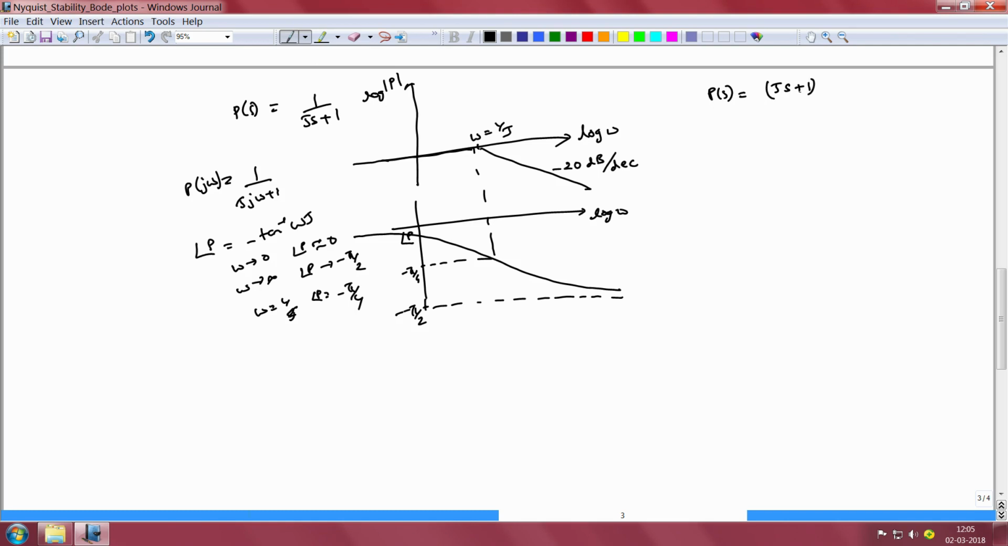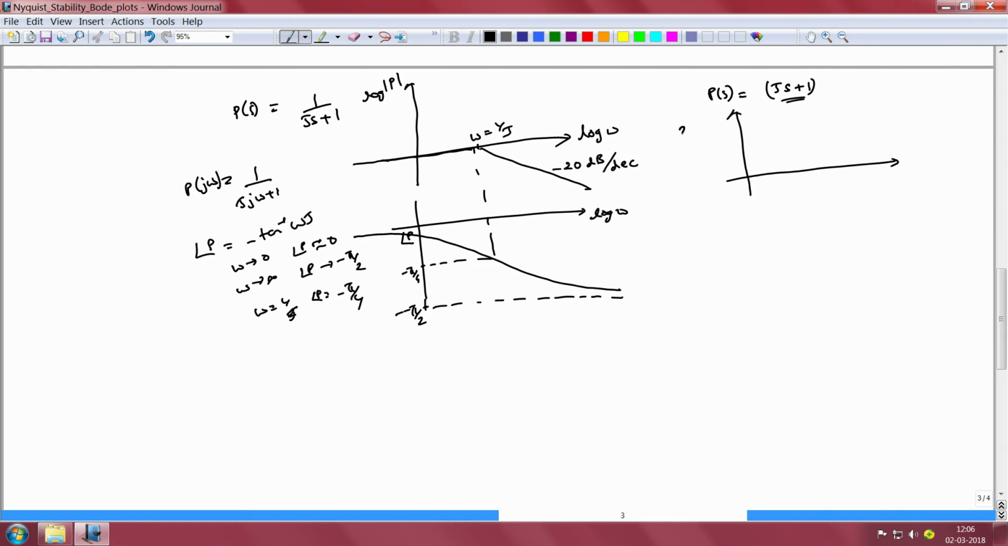So, if it is a zero, then it is of the form tau s plus 1, then we would have the Bode plot of a term of this kind. I want to mention that this is a non-causal transfer function. So, we are not really in this case drawing the Bode plot of a transfer function of a causal physical system, but simply the Bode plot of this term tau s plus 1.